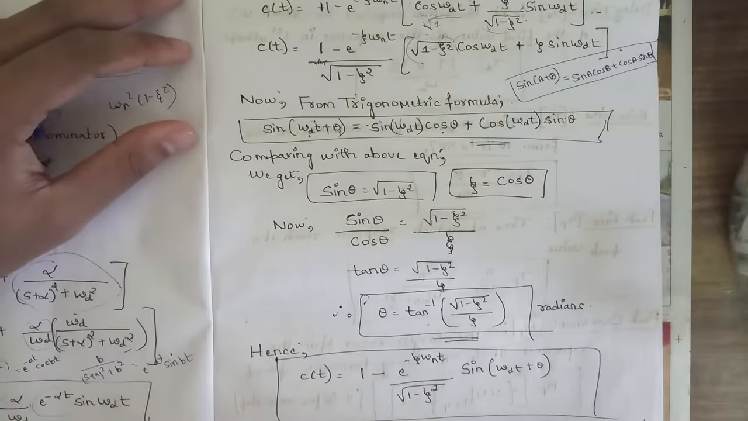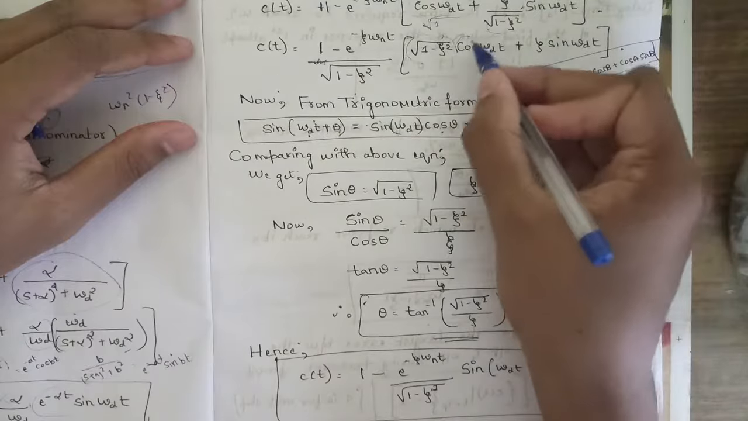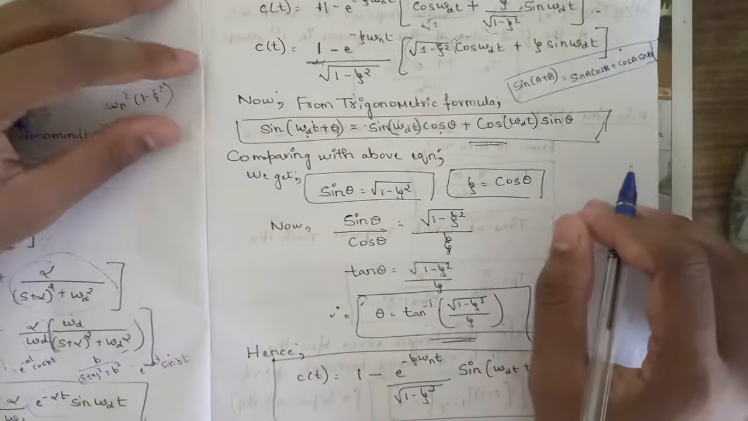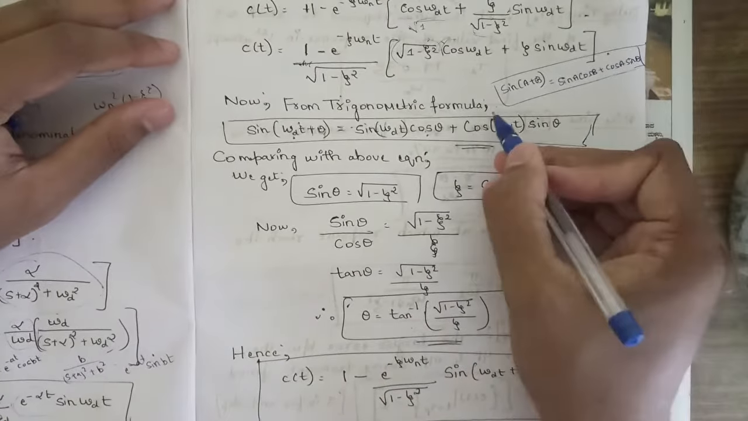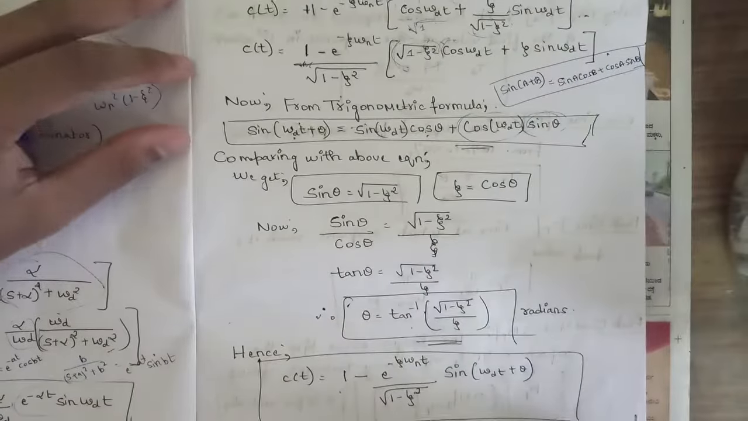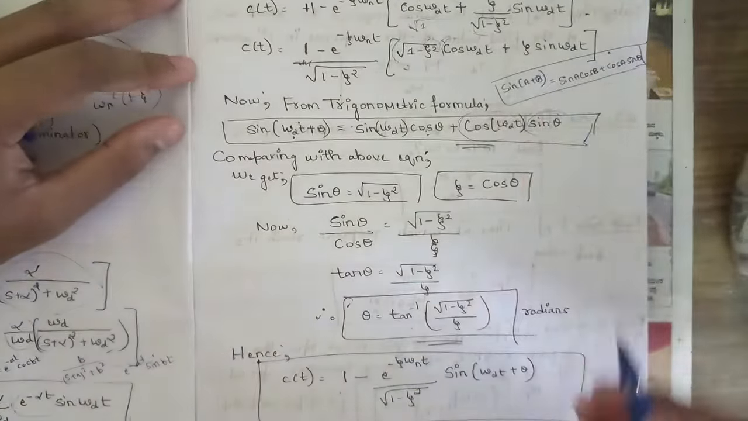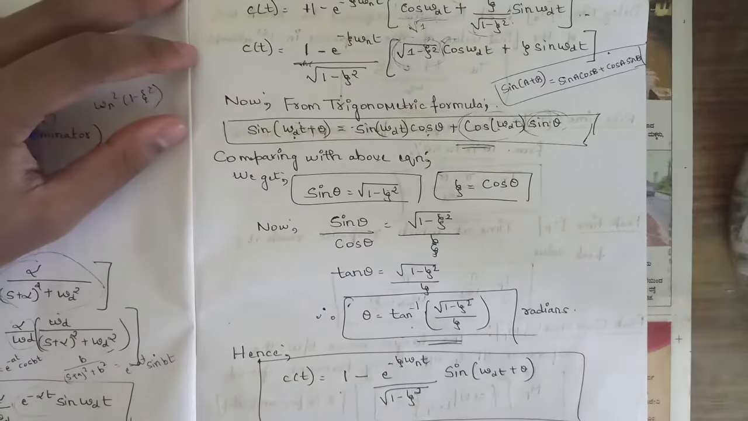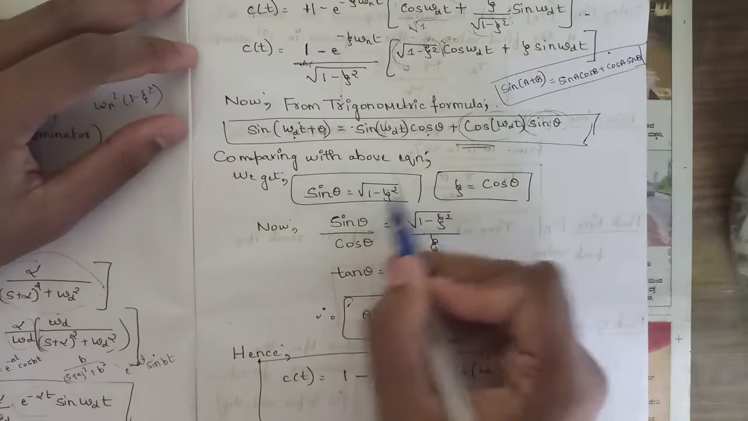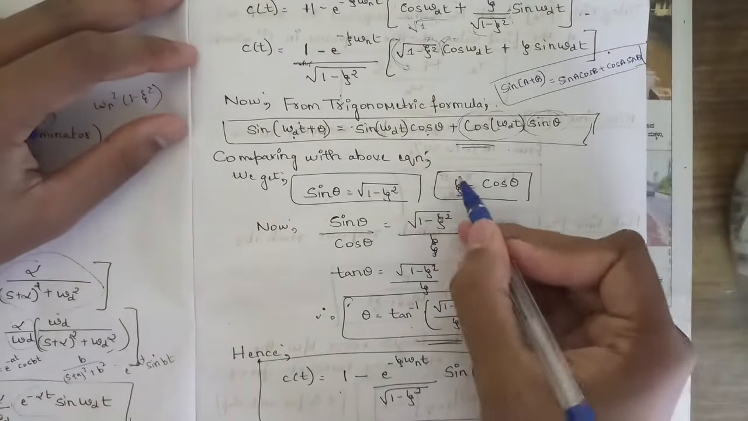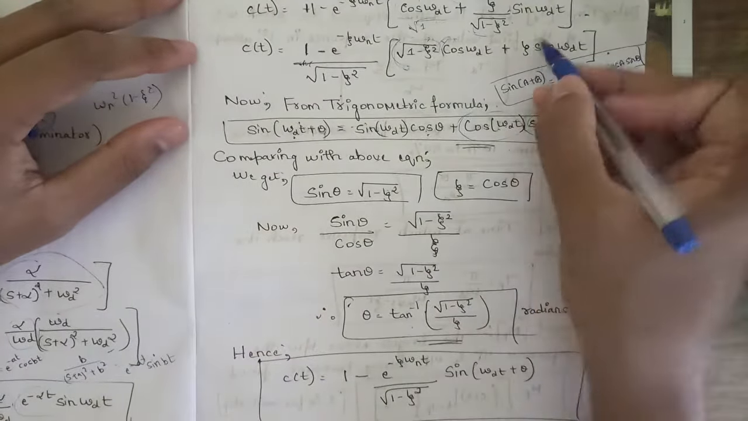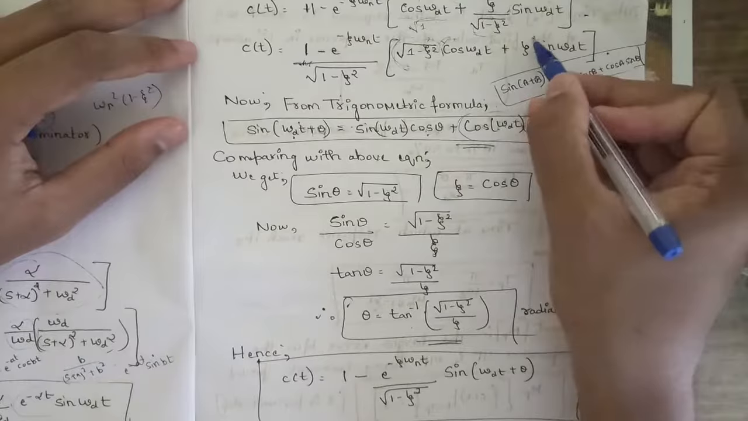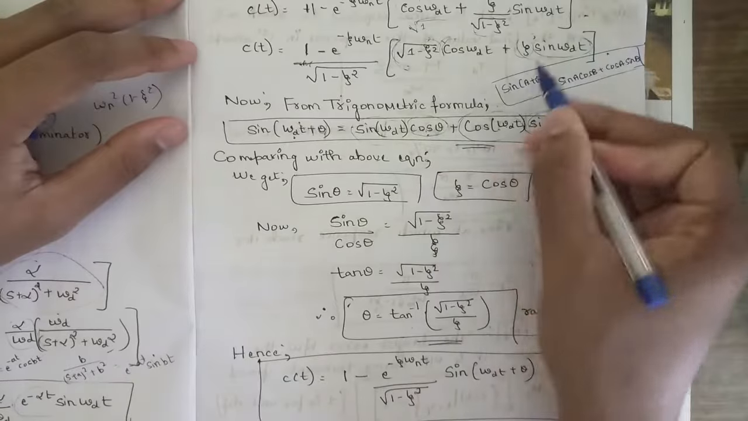So now if we observe very carefully, here we have cos omega dt, and along with that we have the term square root of 1 minus zeta square. But here in this case, in place of cos omega dt we have sin theta, so we can equate sin theta and square root of 1 minus zeta square. Comparing the above equation with the one which we have obtained in the bracket, we will get sin theta is equal to square root of 1 minus zeta square, and also zeta is equal to cos theta. How? See here, zeta sin omega dt, but with cos omega dt we have sin theta, and with sin omega dt we have cos theta, so cos theta is equal to zeta.